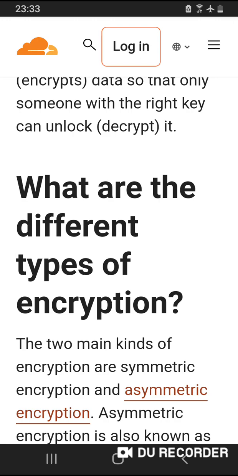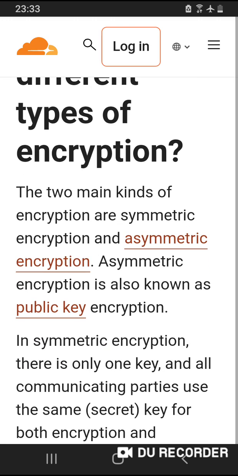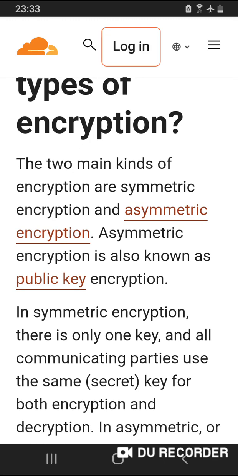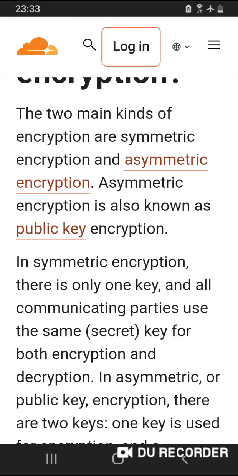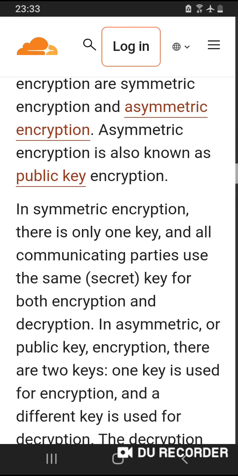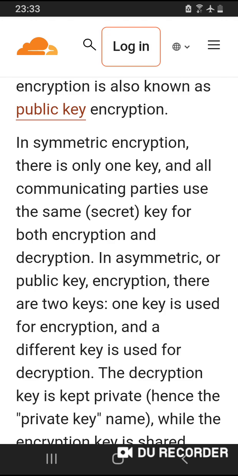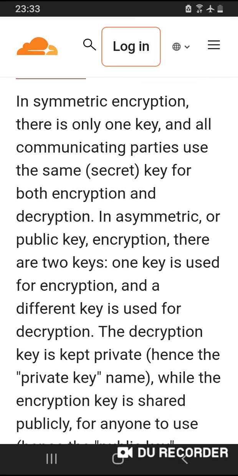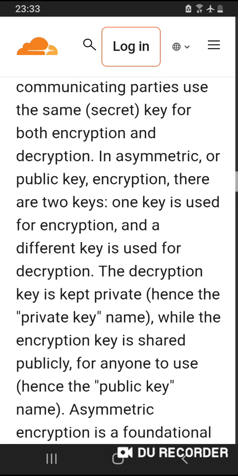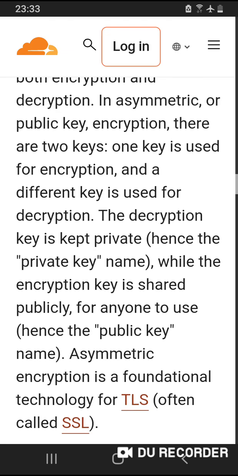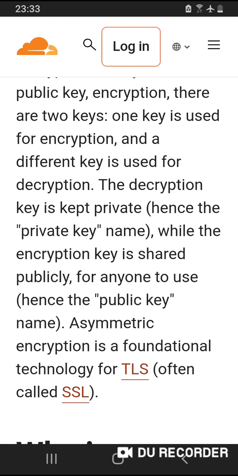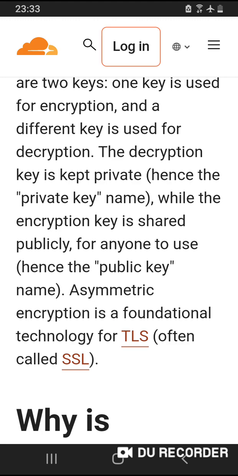What are the different types of encryption? The two main kinds of encryption are symmetric encryption and asymmetric encryption. Asymmetric encryption is also known as public key encryption. In symmetric encryption, there is only one key, and all communicating parties use the same secret key for both encryption and decryption. In asymmetric, or public key, encryption, there are two keys. One key is used for encryption and a different key is used for decryption. The decryption key is kept private, hence the private key name, while the encryption key is shared publicly for anyone to use, hence the public key name.